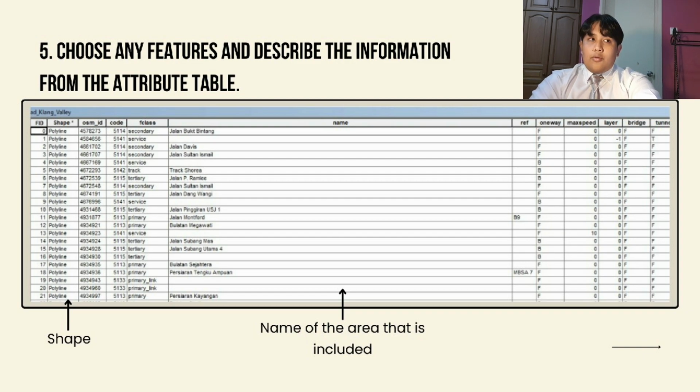It is quite different from Klang Valley, as Road Klang Valley is more detailed, where it has the name of the area that is included. For Klang Valley, it just shows the district, while Road Klang Valley literally shows every road that is in Klang Valley. And this is all the information that we can get from the attribute table. It also shows the shape and the state.